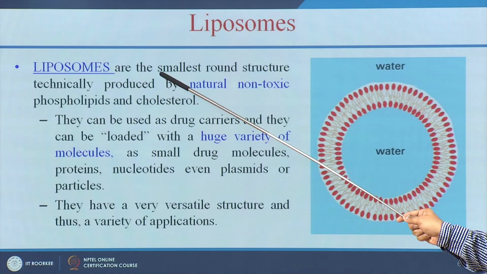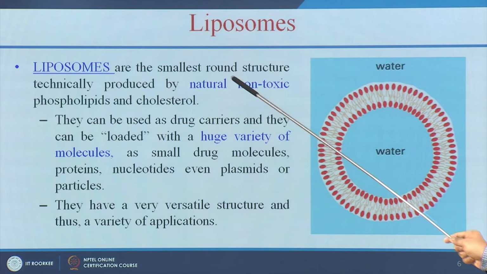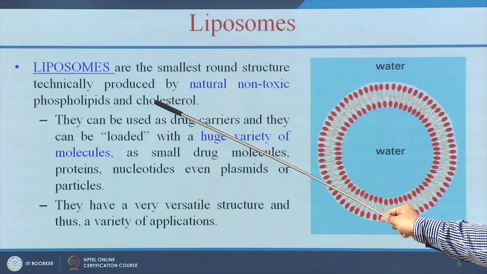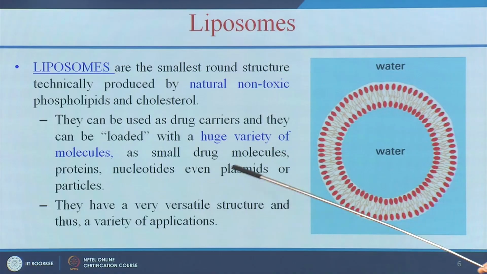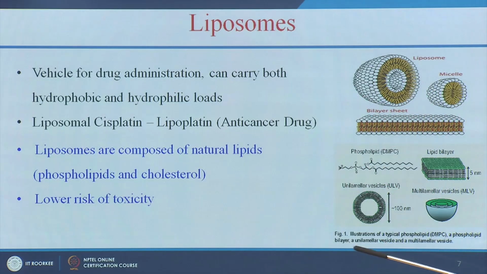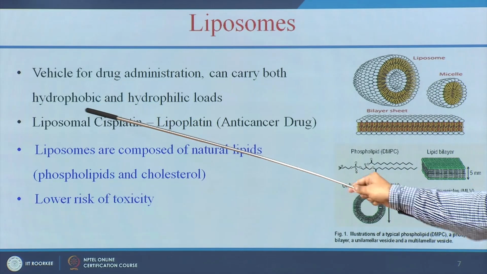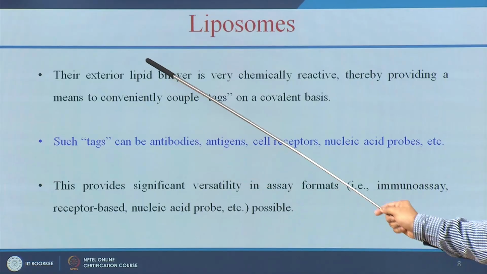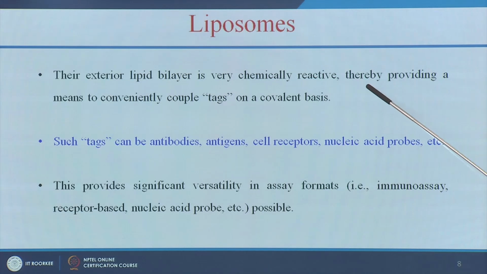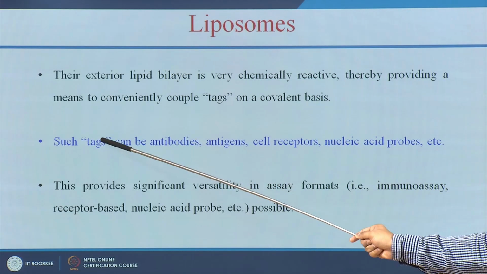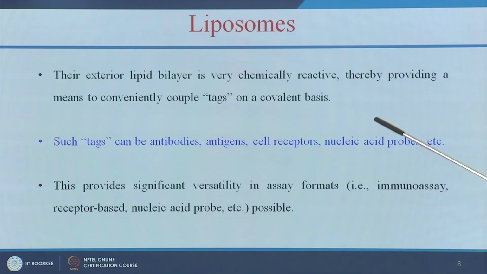Liposomes are the smallest round structures, made of naturally non-toxic phospholipids and cholesterol, and they can act as a very good drug carrier. They can even carry plasmids and nucleic acids, so they have wide applications in drug delivery. Since liposomes are made up of natural lipids, there is a lower risk of toxicity, and they can carry both hydrophobic as well as hydrophilic drugs. Another important property is their exterior lipid bilayer, which is chemically reactive, and using this property we can tag antibodies and target the liposome to cancer cells specifically.